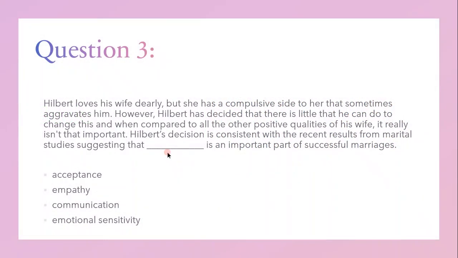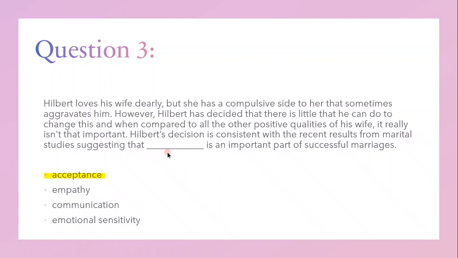Question 3. Hilbert loves his wife dearly, but she has a compulsive side to her that sometimes aggravates him. However, Hilbert has decided that there is little that he can do to change this, and when compared to all other positive qualities of his wife, it really isn't that important. Hilbert's decision is consistent with the recent results from marital studies, suggesting that acceptance, empathy, communication, or emotional sensitivity is an important part of successful marriages. And the answer is acceptance.